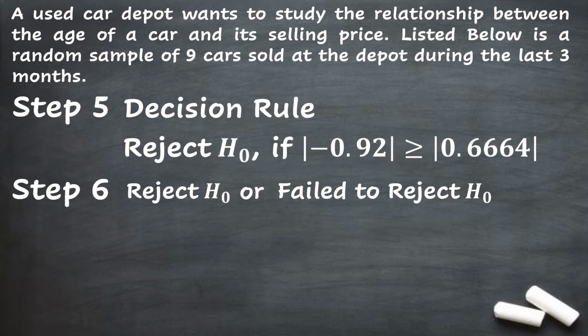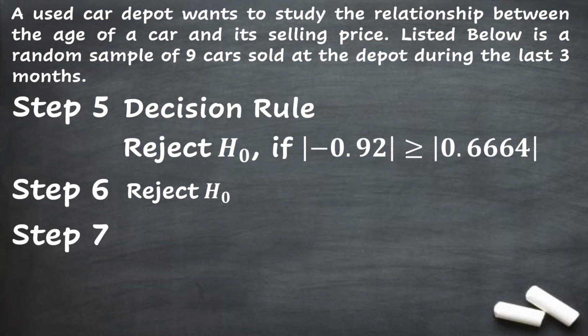To know if we reject the null hypothesis or we fail to reject the null hypothesis, we have to go back to the mathematical statement and the decision rule and check if it is true or false. For this problem, we have the absolute value of negative 0.92 is greater than the absolute value of 0.6664. Extracting the absolute values, all the negative numbers will become positive. So we have 0.92 is greater than or equal to 0.6664, which is true. So meaning to say po, we reject the null hypothesis.